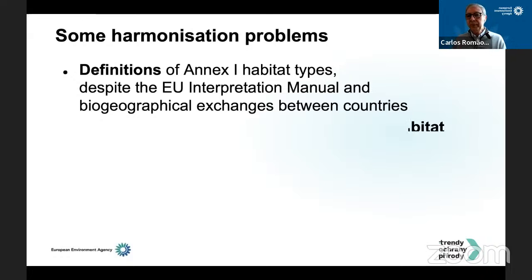What I found more relevant is the monitoring and the assessment of the condition of habitats. The guidance that we were able to put together until now is not so much, and therefore the different countries are using different variables to evaluate abiotic and biotic characteristics, and so on and so forth, which makes the comparability of the condition of the same habitat type in different countries much more problematic.